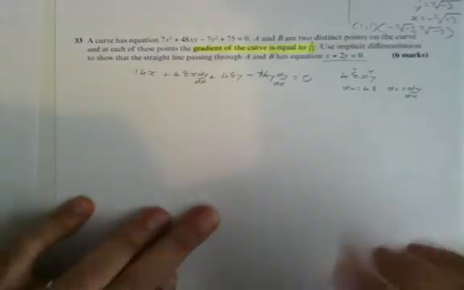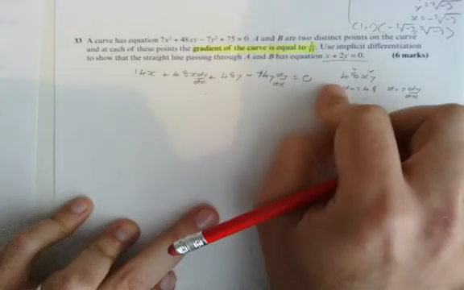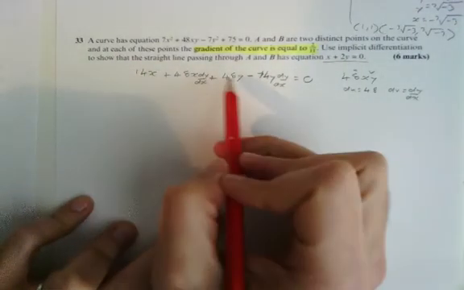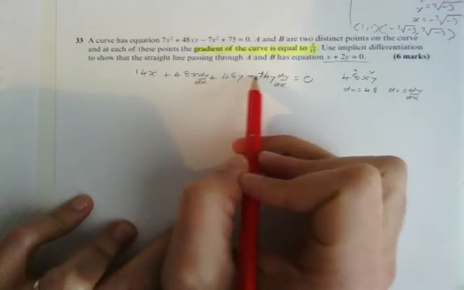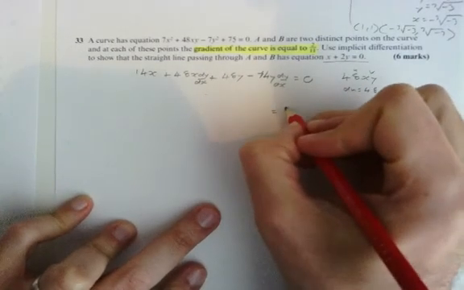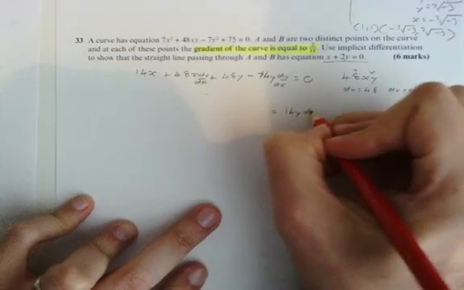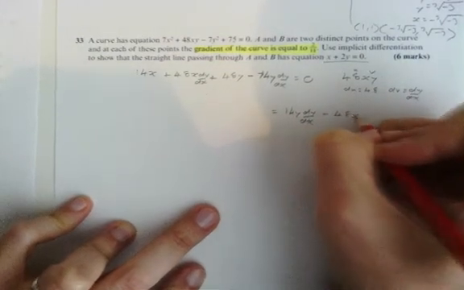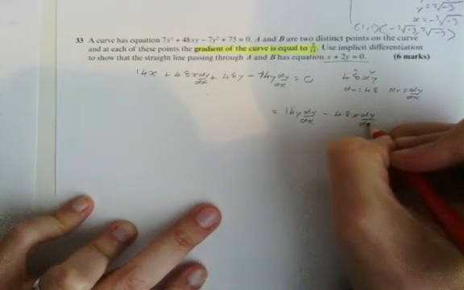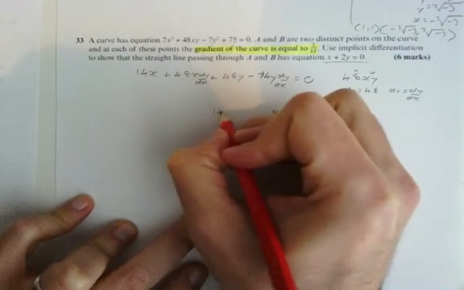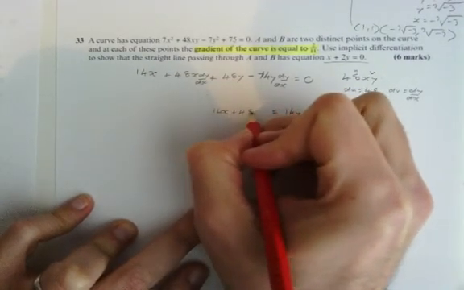75 just disappears, remember. Okay, so I'm going to do exactly the same thing as I did above. I'm going to get everything without a dy by dx onto one side, everything with a dy by dx onto the other. Because I've got these two things as positive on this side and that's a negative dy by dx term, I'm going to take them over there. So that's going to give me 14y dy by dx minus 48x dy by dx equals 14x plus 48y.